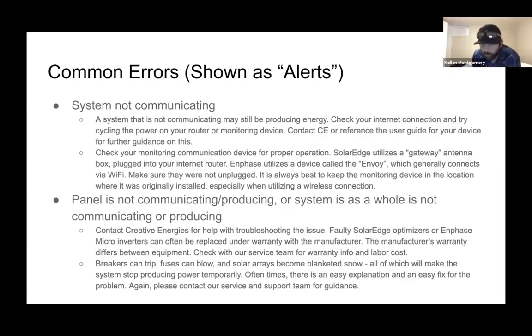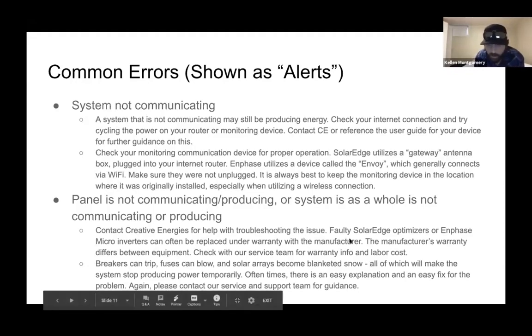The optimizers, which are incorporated in SolarEdge systems, are devices that are associated with each individual solar panel. And that's the same with the Enphase microinverters. Like I said earlier, those are associated with each solar panel. One panel has one of those devices. Those can often be replaced under warranty. We can identify if there is an issue with those and generally get the warranty initiated over the phone. So if there is an issue with an Enphase microinverter or a SolarEdge optimizer, it's usually a pretty quick process to get that warrantied and replaced.